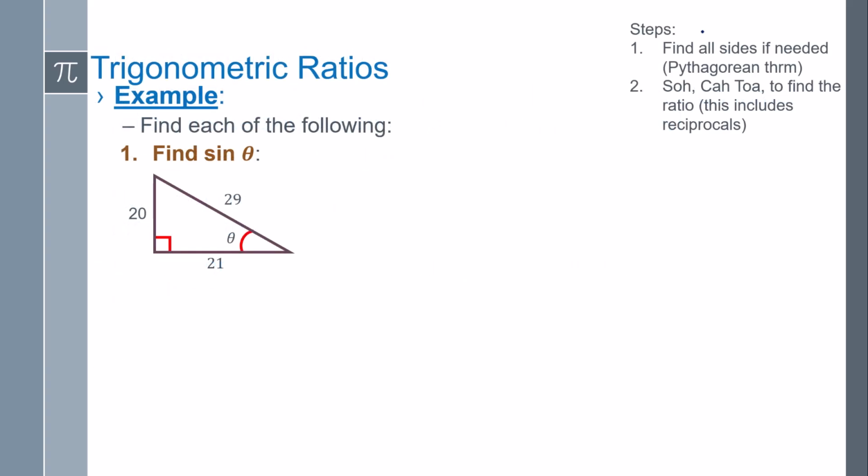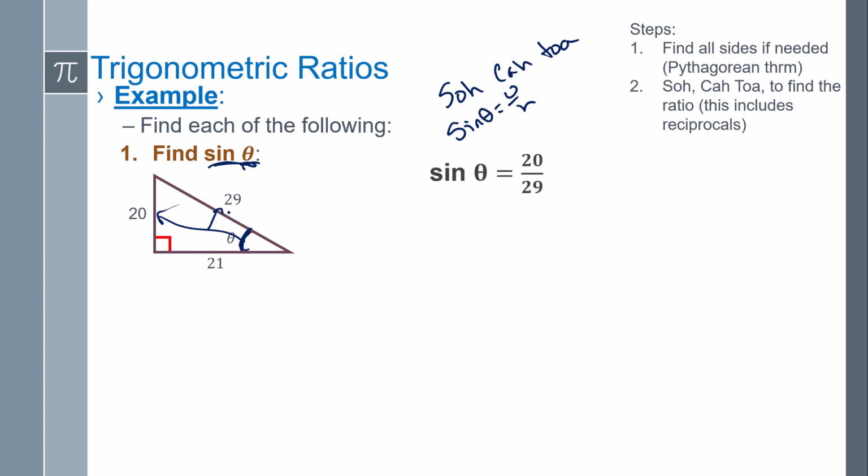So, if we're going to find the ratio, we just need to look at the angle that it's talking about. In this case, theta. And then I just need to know SOHCAHTOA. So it's asking for the sine of theta. The sine of the angle is opposite to the hypotenuse. So opposite 20 to the hypotenuse, 29. So sine of theta is 20 over 29.